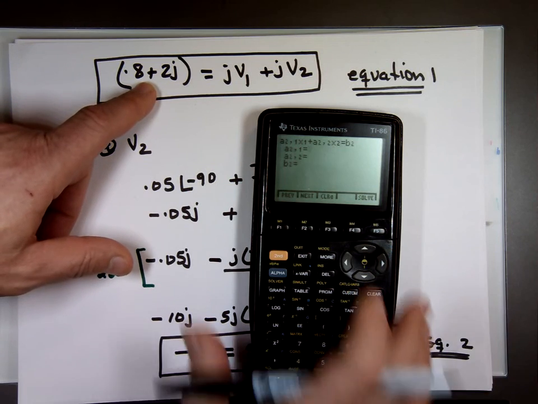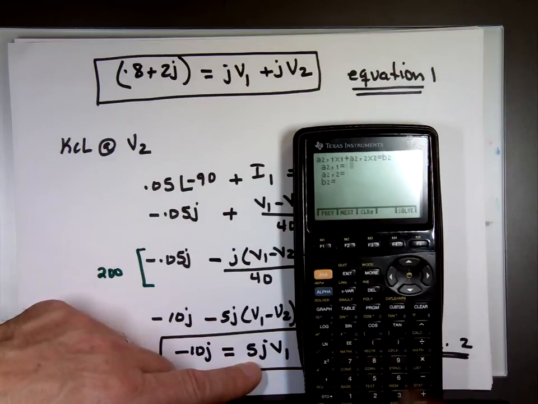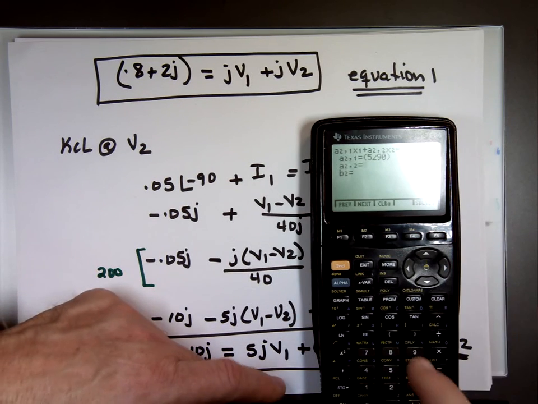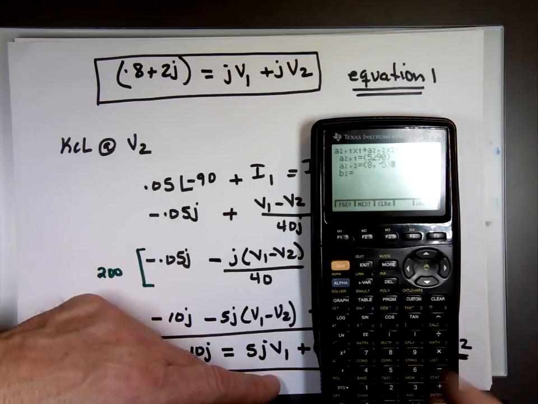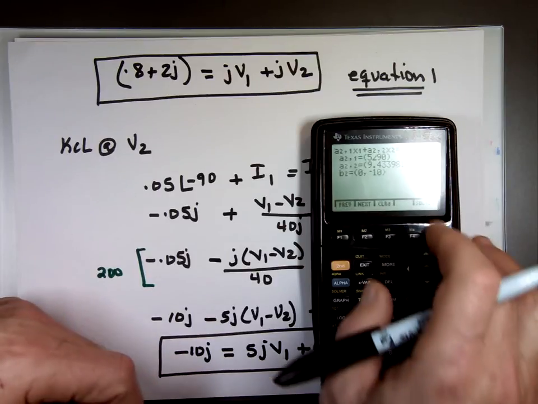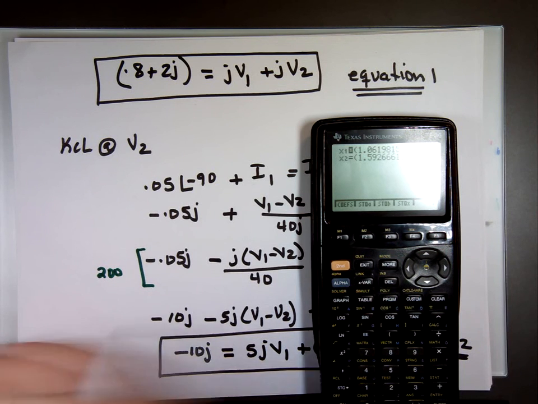Equation 2 now, 5j, 0, comma 5. 8 minus 5j, 8, comma, negative 5. And the last one is the answer, which is 0 minus 10, 0, comma, negative 10. Solve. And here's x1 and x2. That's V1, V2.